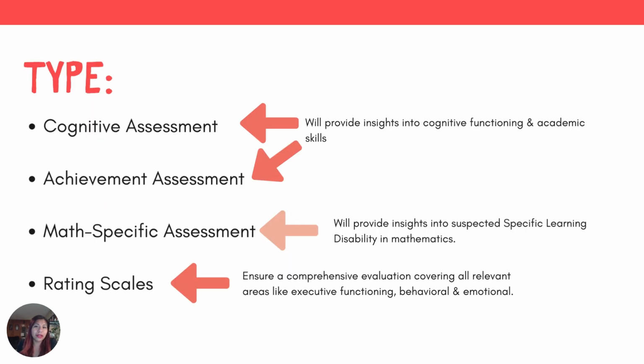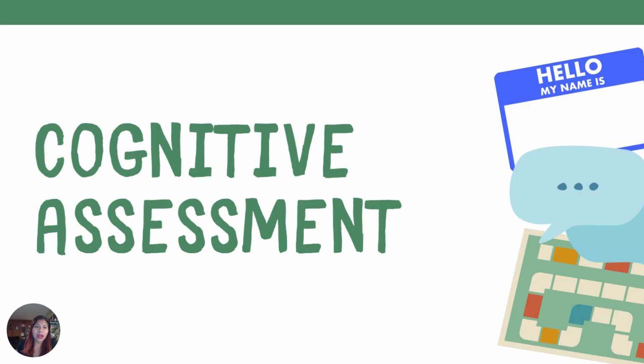For this comprehensive evaluation, I have selected the following assessments: a cognitive assessment, an achievement assessment, a math specific assessment, and rating scales. The cognitive and achievement assessments will offer insight into Campbell's cognitive functioning and academic skills, while the math specific assessment will help identify any suspected specific learning disability in mathematics. Finally, the rating scales will evaluate her executive functioning and behavioral/emotional well-being. Let's begin with the cognitive assessment, a critical part of understanding Campbell's overall intellectual functioning.